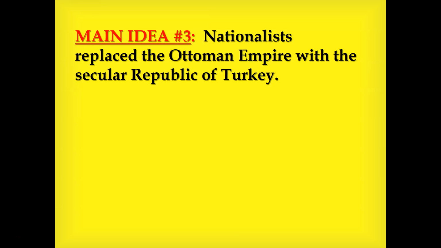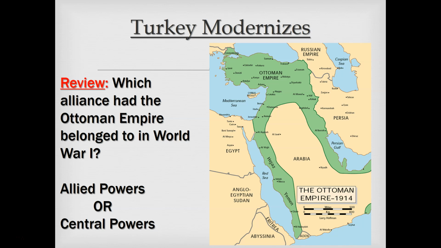Okay, last topic we're going to focus on today is the Ottoman Empire being replaced by something called the Republic of Turkey. So think back to World War I, and the Ottoman Empire, if you recall, had been part of the Central Powers, Germany, Austria, Ottoman Empire. And we also learned that, of course, the Central Powers lost that war. And the Germans were punished, the Austrian Empire was broken up. What about the Ottoman Empire? What's going to happen to that empire?